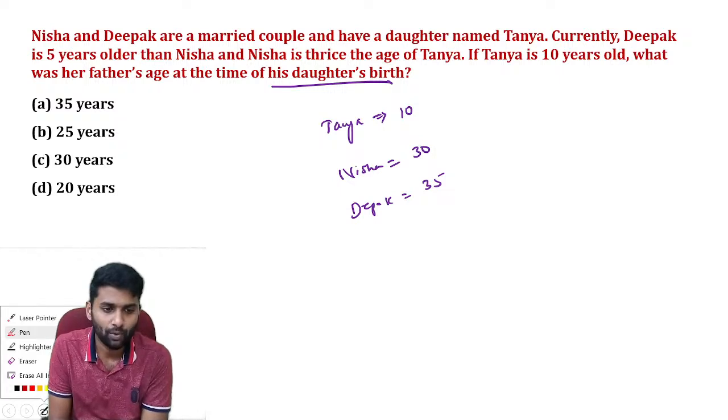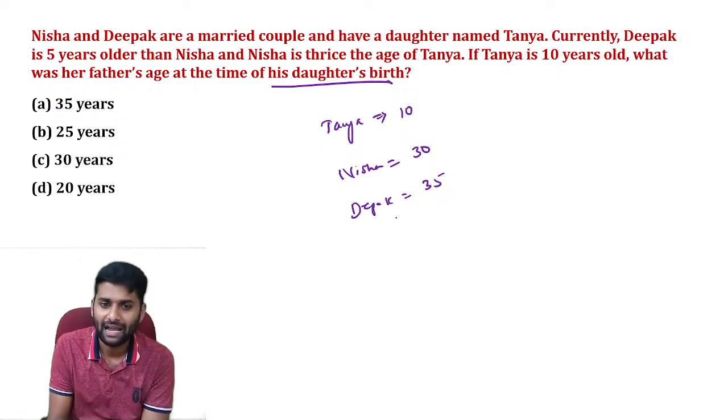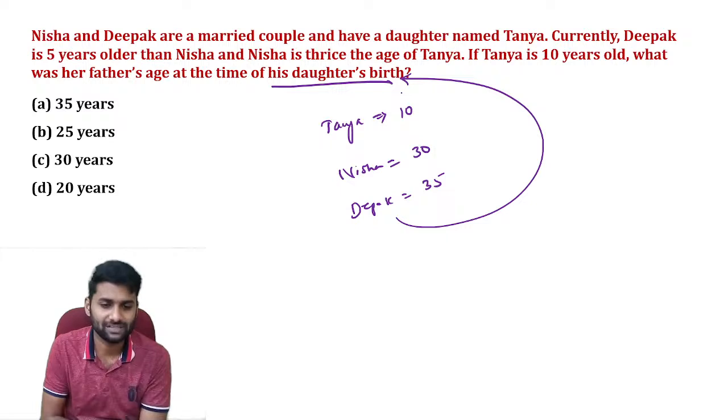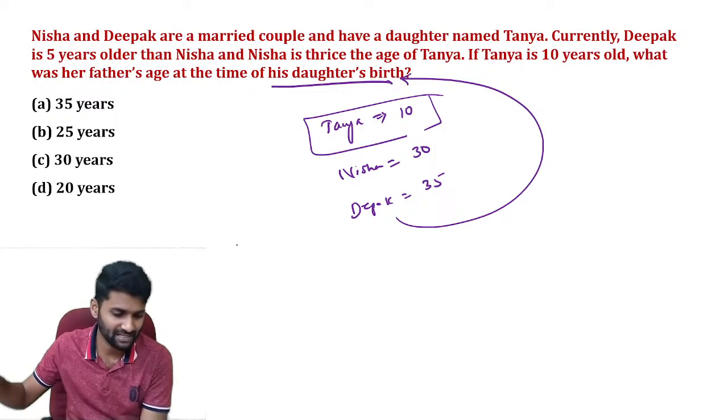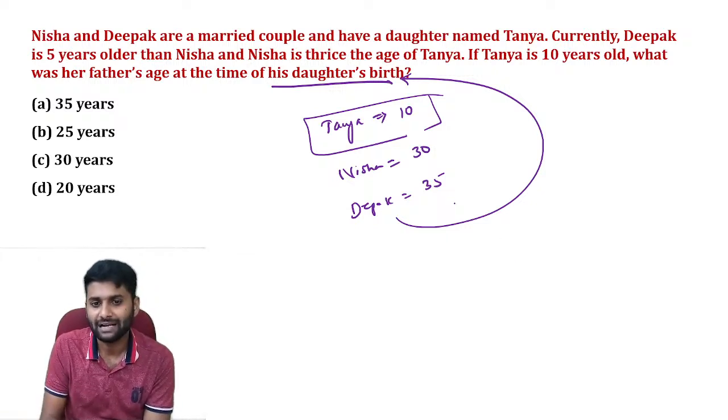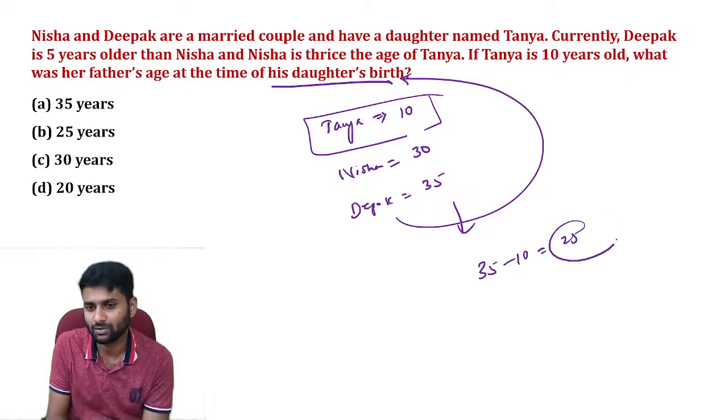But here the question is, what is Deepak's age at the time of his daughter's birth? You know that the daughter was born 10 years ago. Why? Because the present age of the daughter is 10 years. At the time of birth, Deepak's age is 35 minus 10, which is equal to 25.